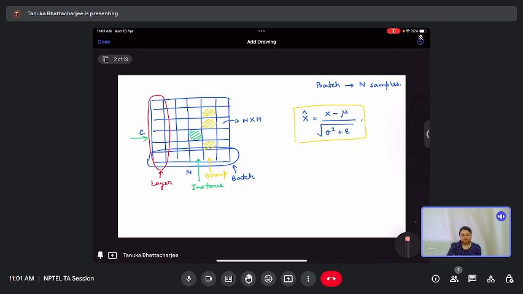So this is a brief recapitulation of the different types of normalization techniques that we have talked about. Now having said this, let us move on to the questions of today's session.